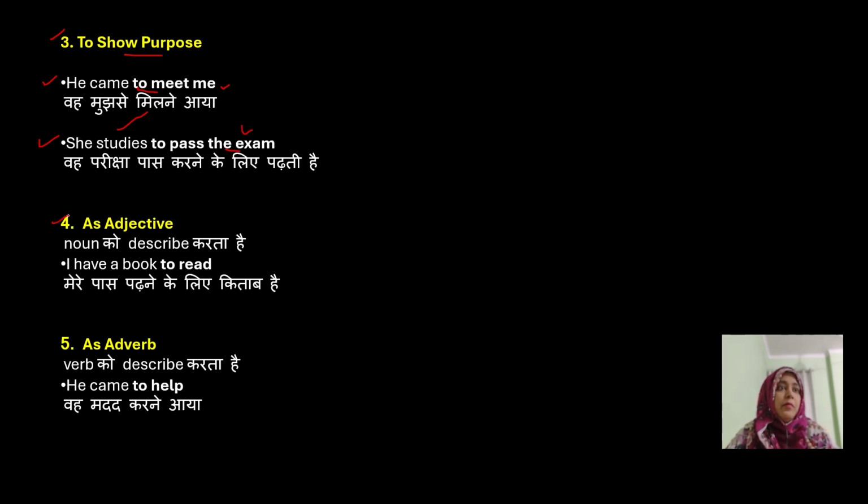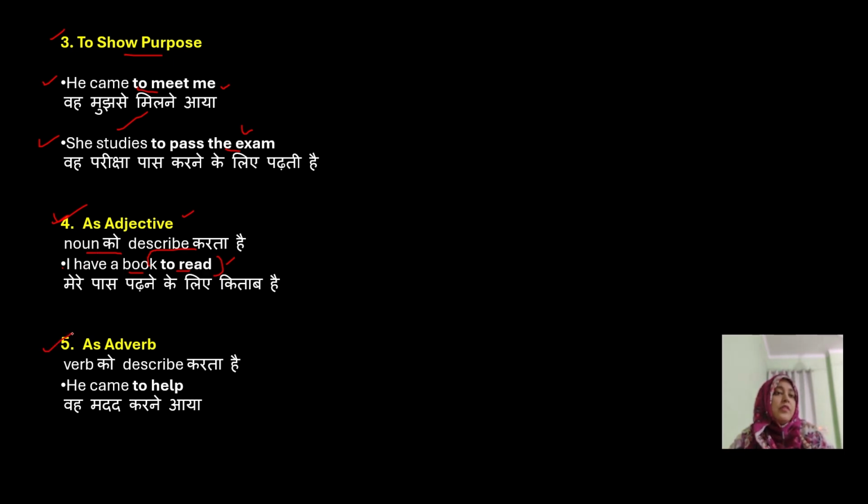All right, let's come to the fourth function, and it is as an adjective. It also functions as an adjective. It describes nouns. Let's see. I have a book to read. So here book is a noun. It is a thing. So it is describing a book. I have a book to read. To read is an adjective. Infinitive also works as an adjective. You can see it in the example as well.